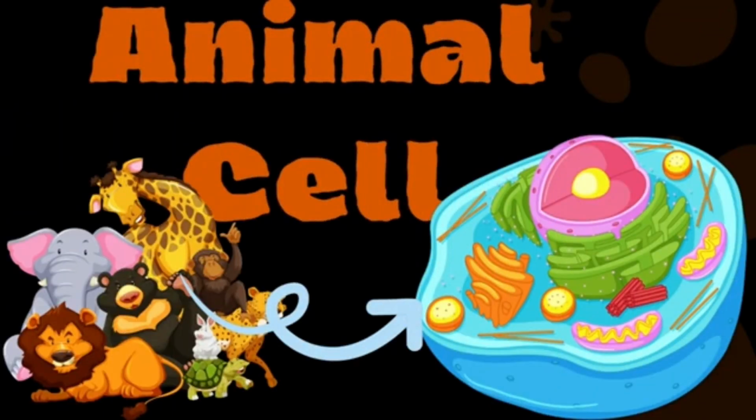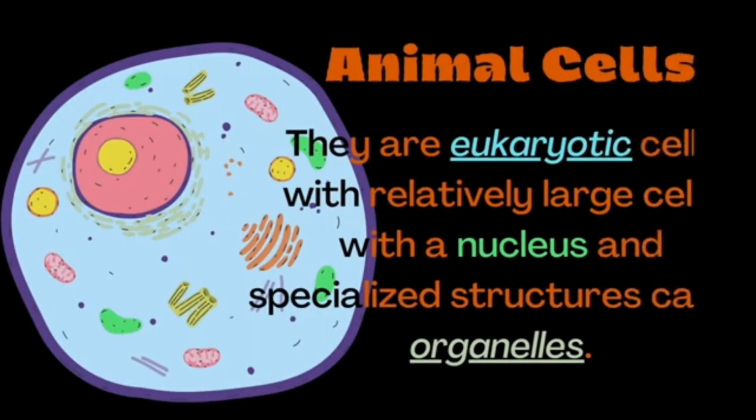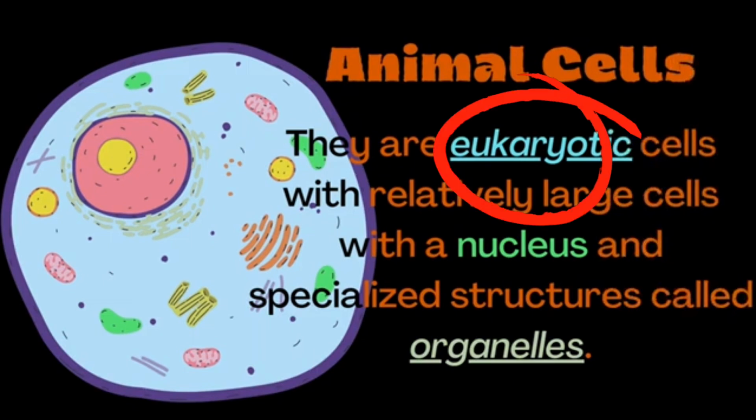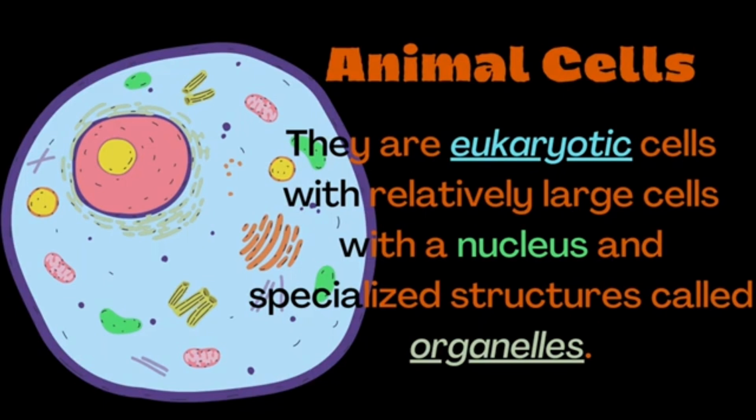There are many different types of cells, but in this presentation we're going to look at animal cells. Animal cells are part of a group of organisms called eukaryotes. The word eukaryote means that they have a true nucleus. Eukaryote comes from two Greek words. The first one, eu, meaning good or true, and the second word, karyon, meaning kernel or nut. And these are characterized by the presence of a nucleus.